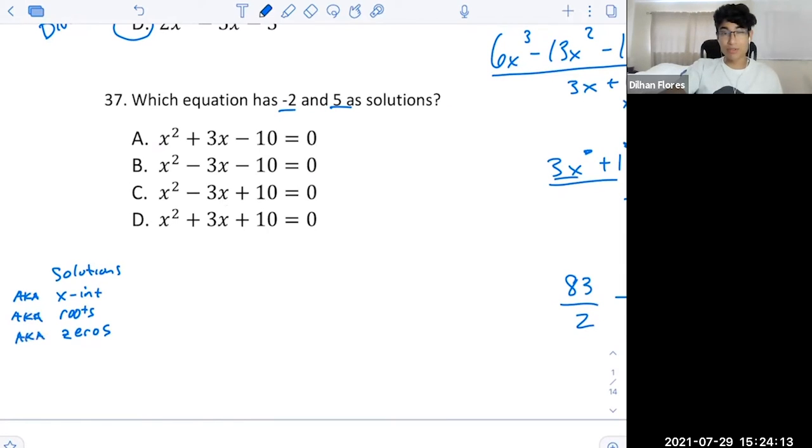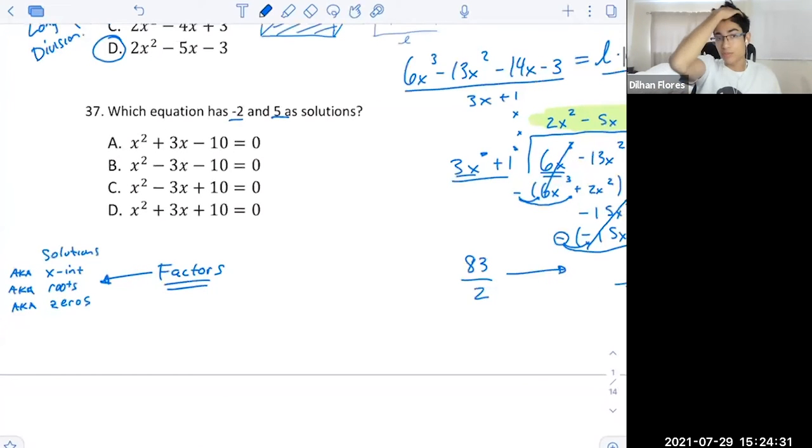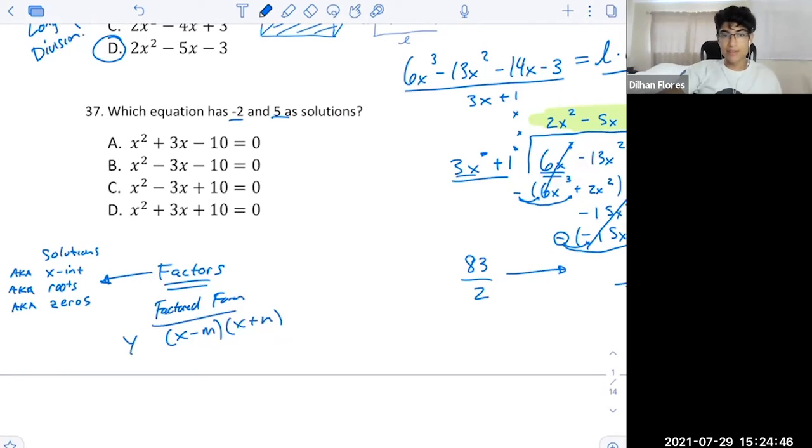The key that's going to help us the most here is that it is also known as a factor. So we can throw in factor there as well. So that's going to get you your solutions. If we can somehow factor these, then you can get to your solutions. If you put something into factored form, that's going to be your x minus m, x minus n. Factored form is going to be x minus m and x minus n, where the m and n are your solutions.